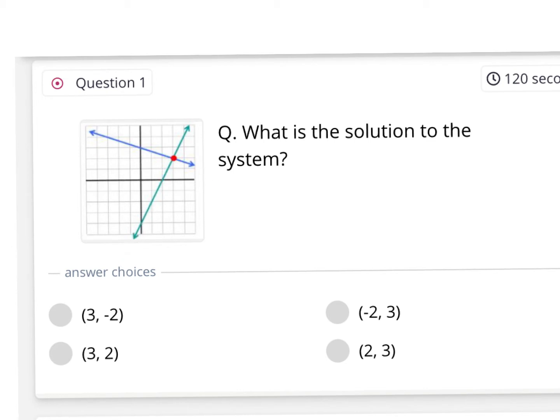So does this one. And if you're looking for that single answer that works for both, it's obviously that point of intersection, which is the coordinate 3, 2. So 3, 2 is the correct answer. That is it. Let's move on to question number 2.